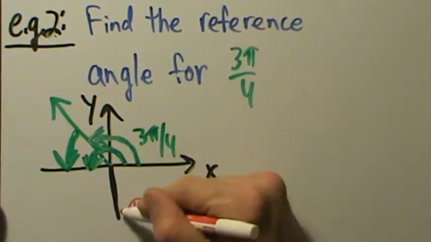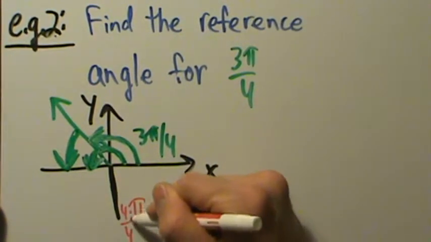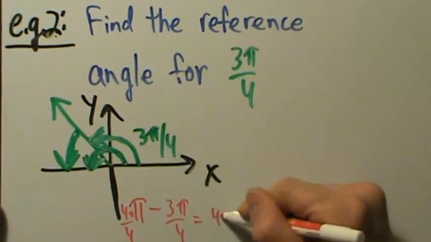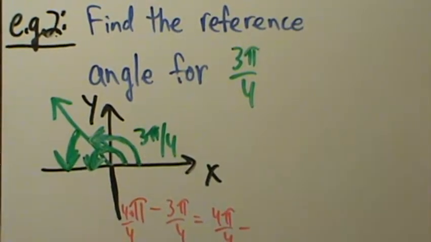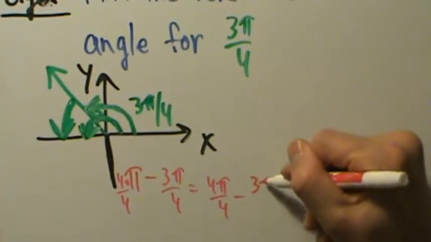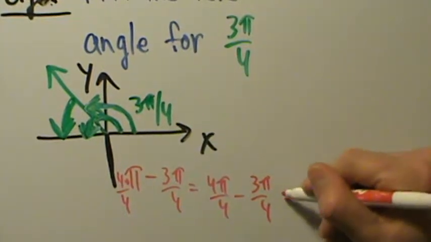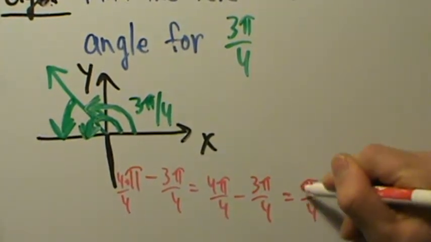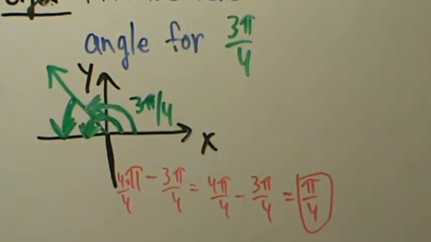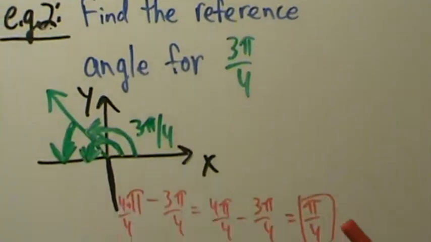So common denominator, multiply this by 4 over 4. Okay, so that's going to be 4 pi over 4 minus 3 pi over 4. And that's just pi over 4, right? Okay, so that's our reference angle there. So the reference angle for 3 pi over 4 is just pi over 4.